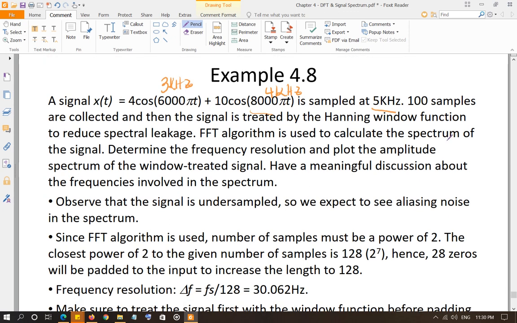All right. So I'm saying that I'm getting 100 samples, and I'm asking you to use the FFT algorithm to calculate the spectrum and determine the frequency resolution, of course. And I'm also asking you to treat the data using the Hanning window function, and then observe the spectrum again.